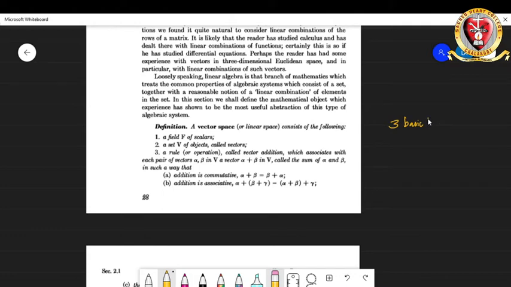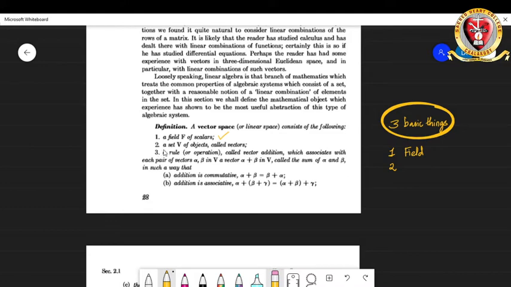The first is a set of scalars, and we know that it is a field F of scalars. A field is an algebraic structure we have dealt with in our algebra classes during the degree program. So you know what a field is first of all. So you need a field, and the elements of the field we call here scalars.